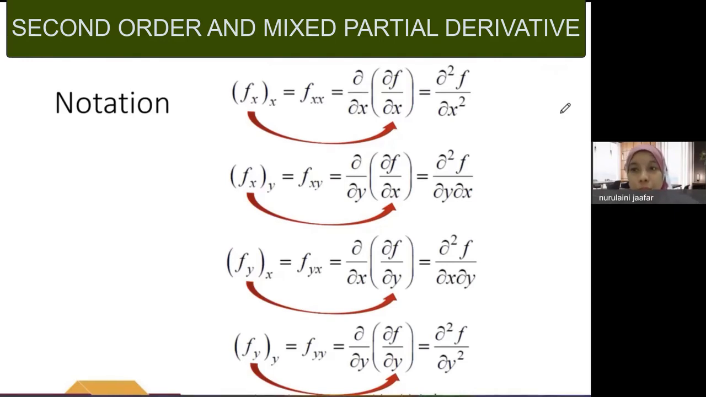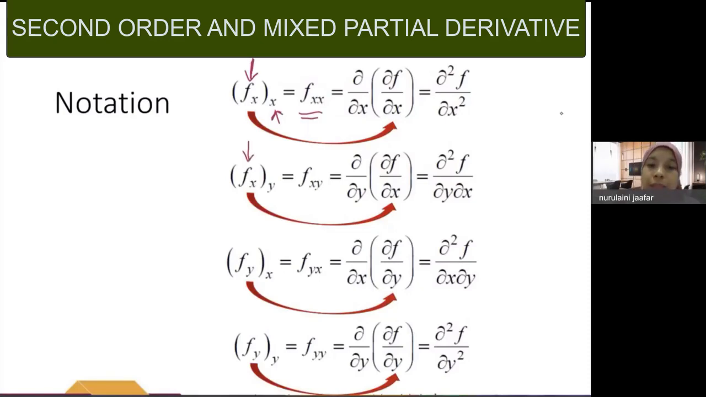If you look at the symbol, you have to know the notation. What happens if the question asks you to differentiate again with respect to x? See, fx and then outside the bracket x. It means that you differentiate with respect to x, and then again you differentiate with respect to x. So we call it fxx.